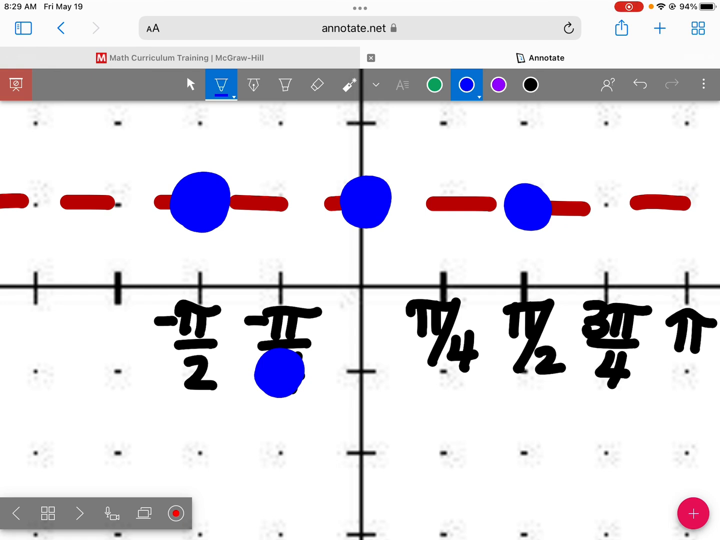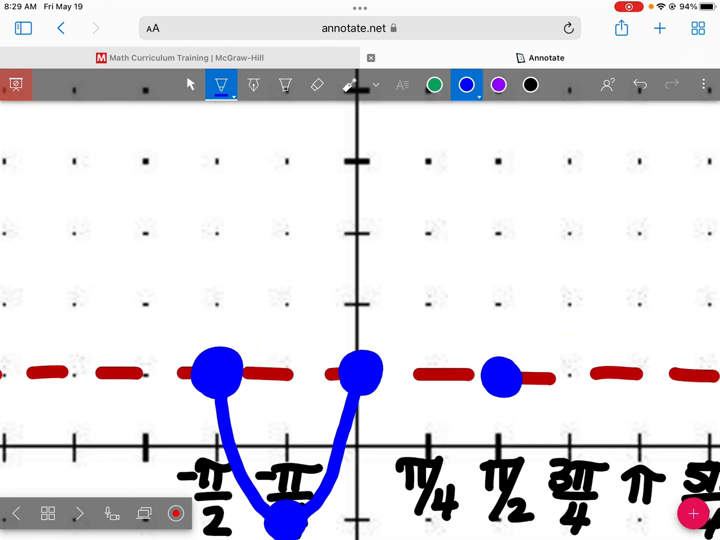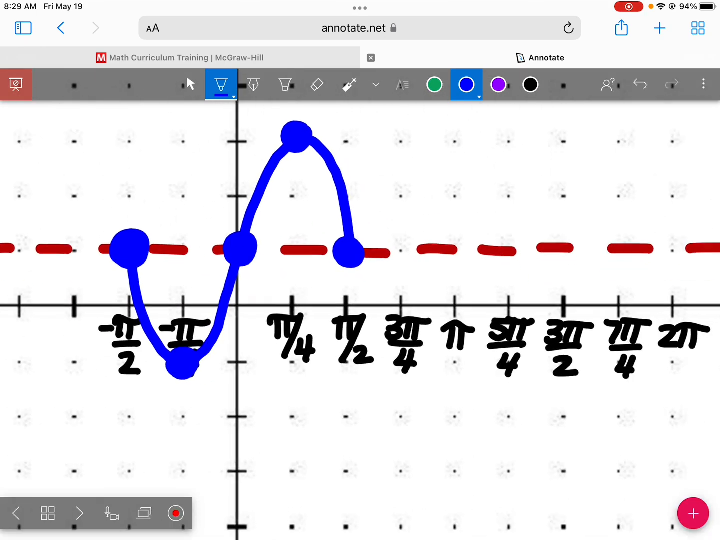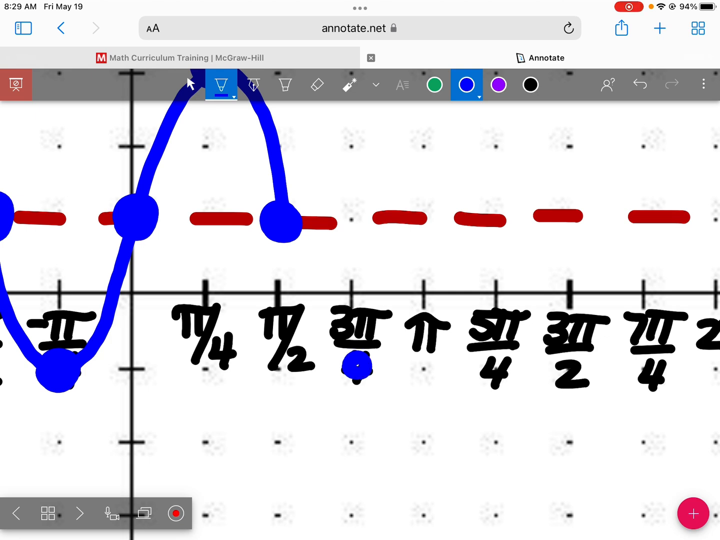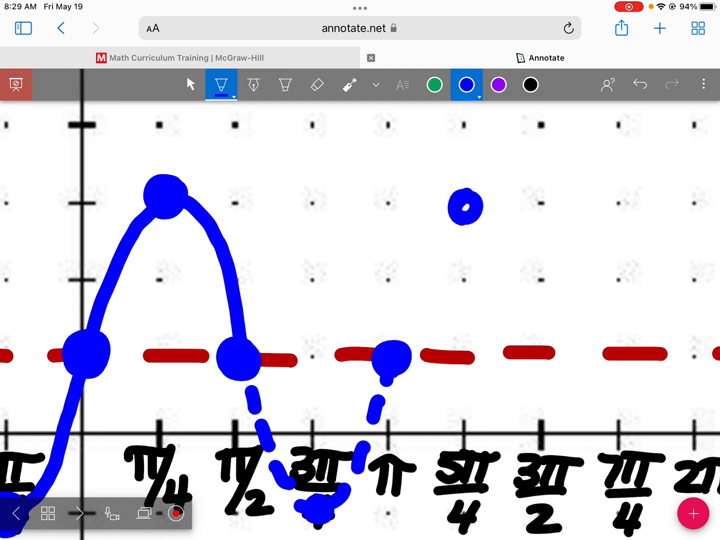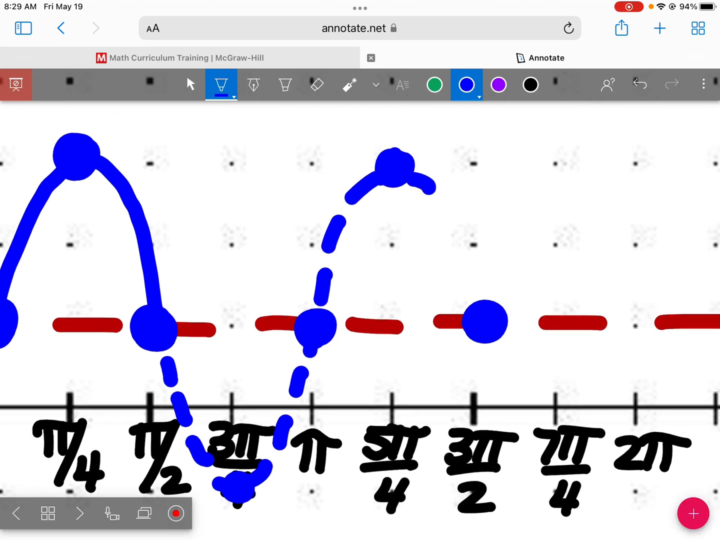So I've got this going down and then up, and then what's going to happen? It's going to repeat. It's going to go up 2 off the midline, halfway in between those two, so right here. So there's one full period. Now I just need to repeat that pattern. So it's going to come down here. It's going to go back to my midline. It's going to come up here. And then it's going to come back to the midline.